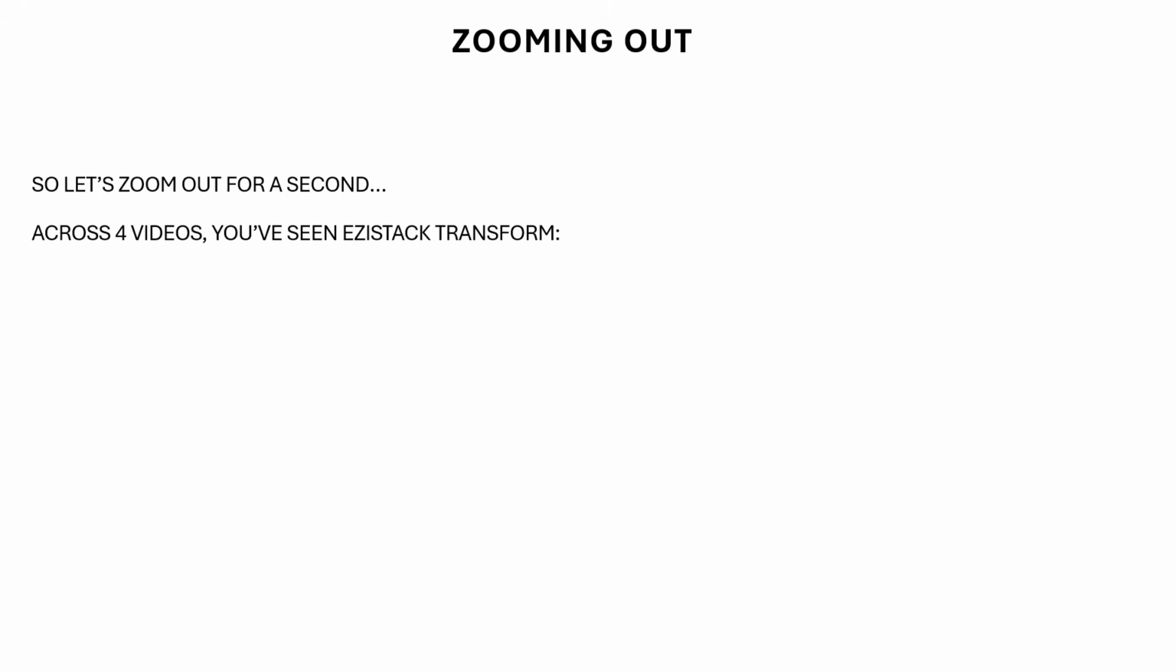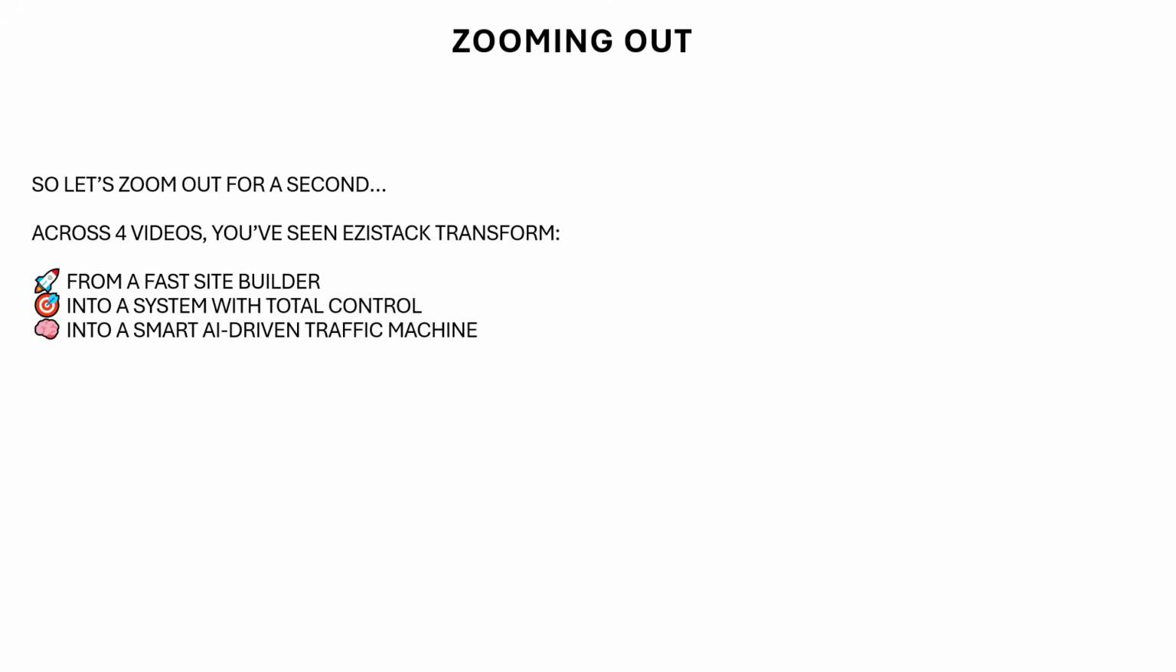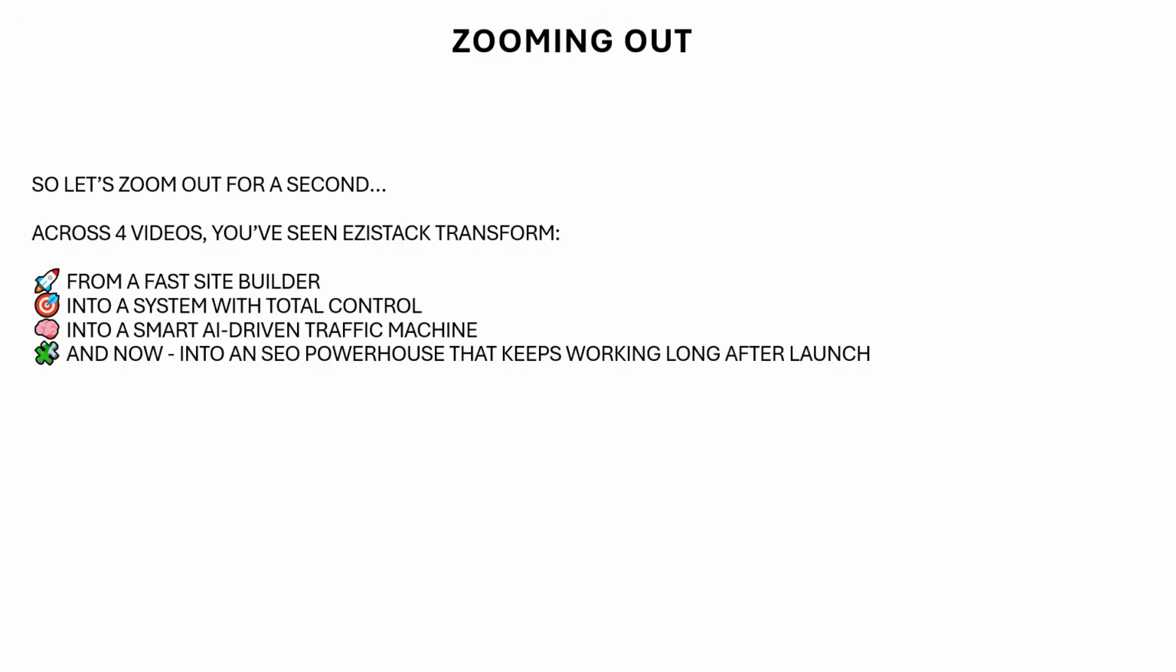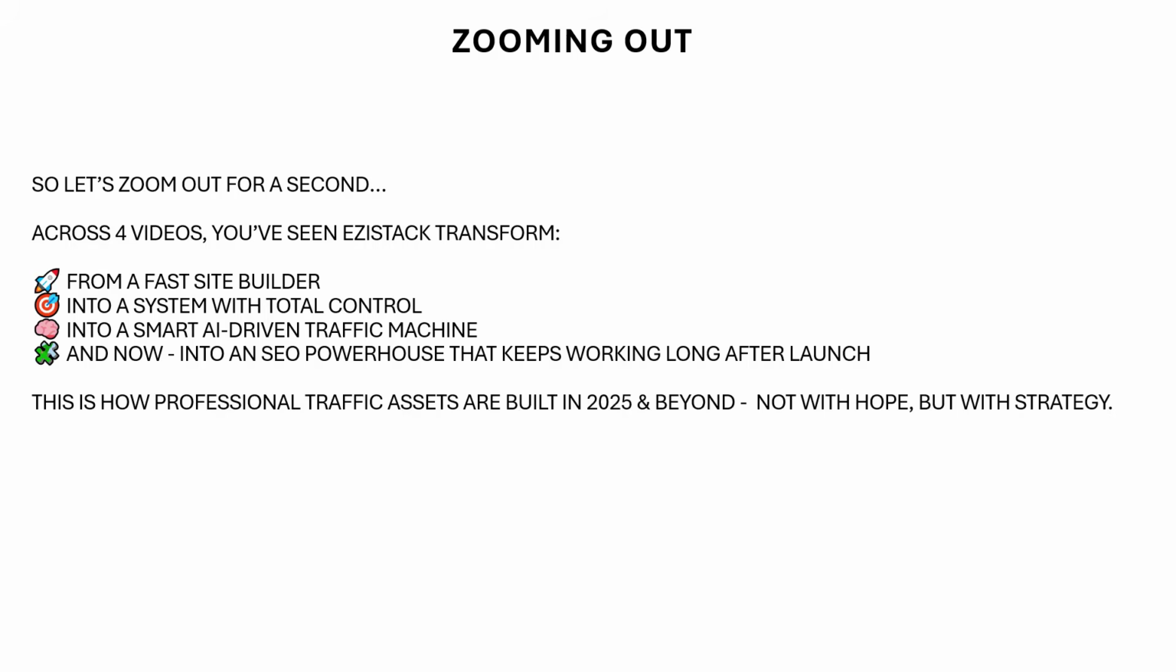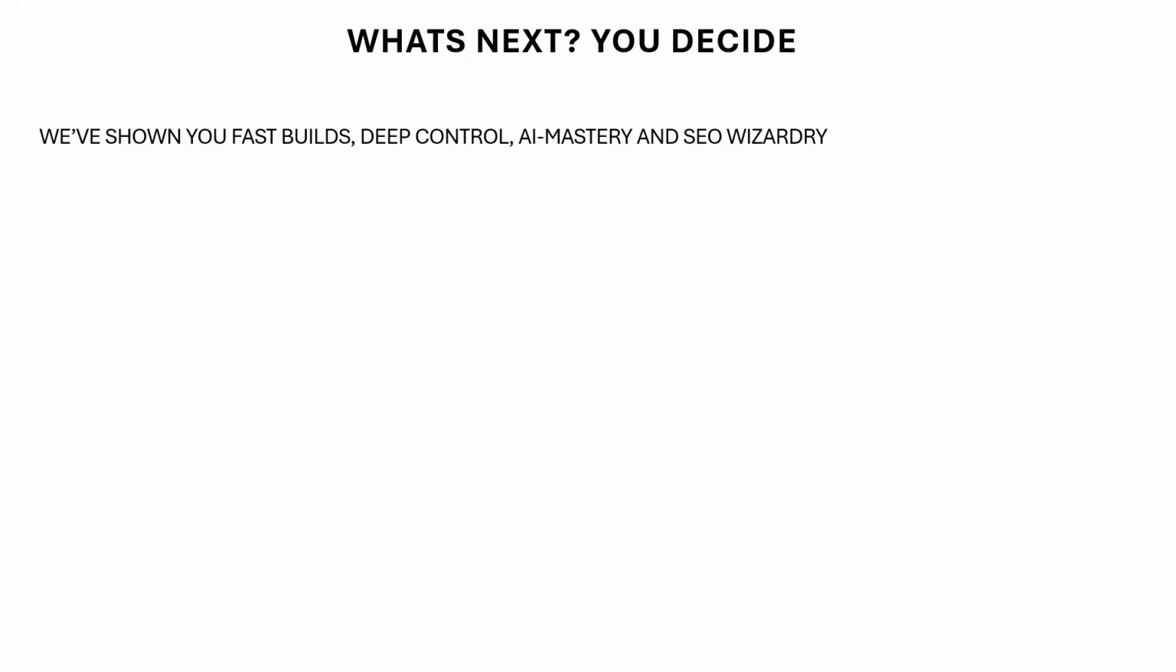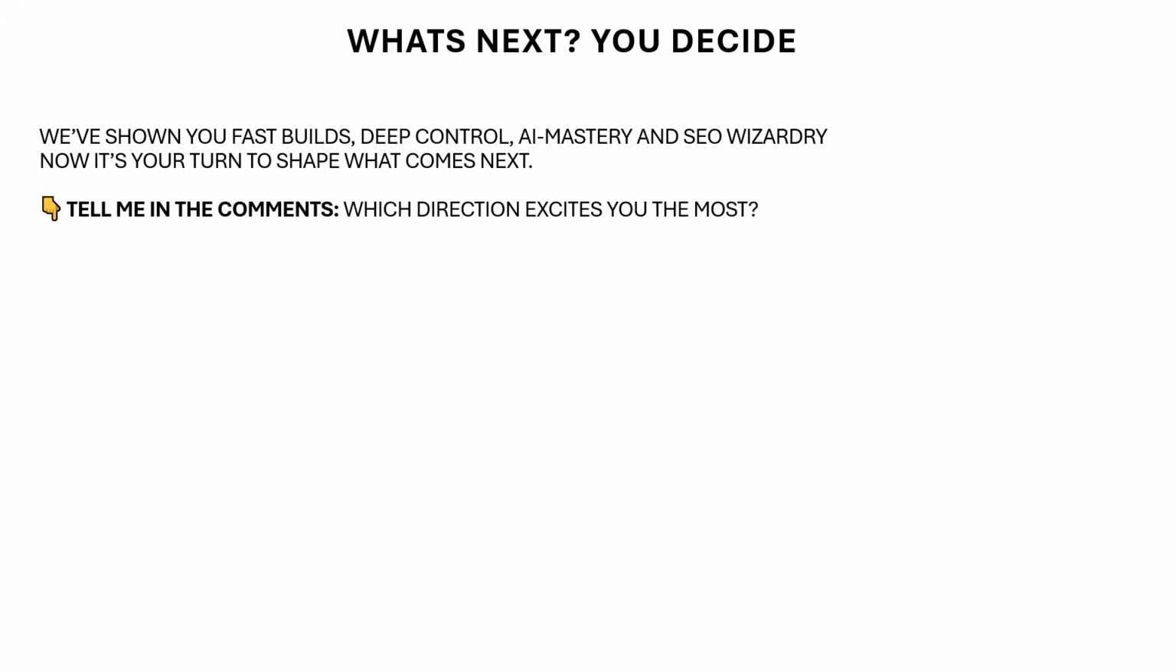So let's zoom out for a second. Across 4 videos, you've seen EziStack transform from a fast site builder into a system with total control, into a smart AI-driven traffic machine, and now into an SEO powerhouse that keeps working long after launch. This is how professional traffic assets are built in 2025 and beyond. Not with hope, but with strategy. So we've shown you fast builds, deep control, AI mastery, and SEO wizardry. Now it's your turn to shape what comes next.